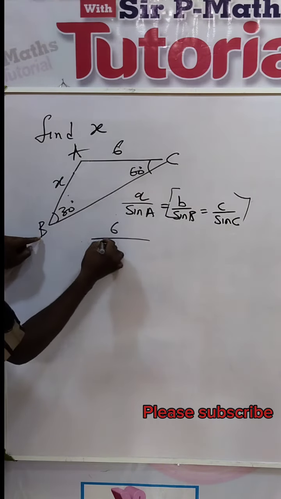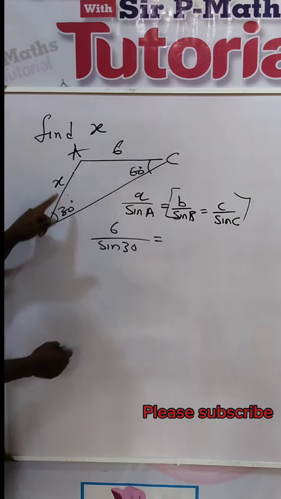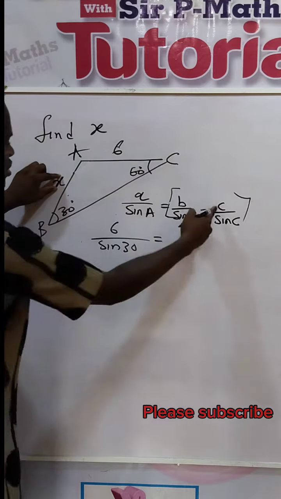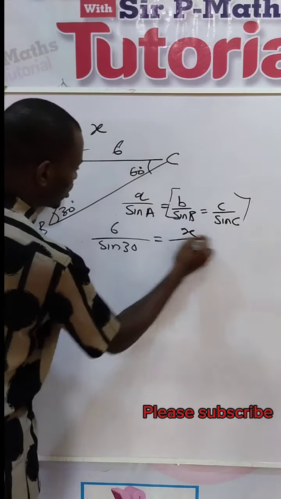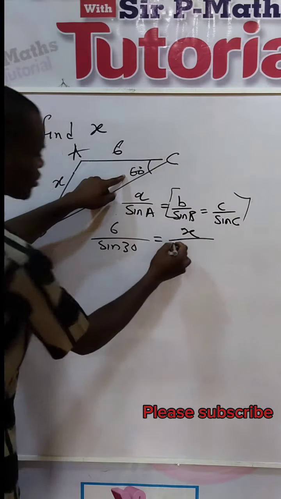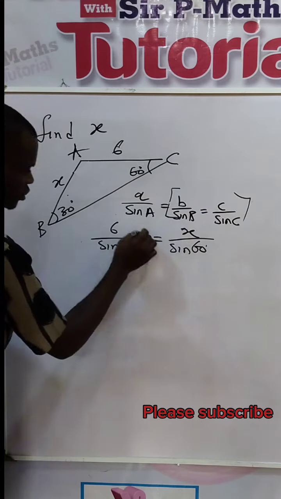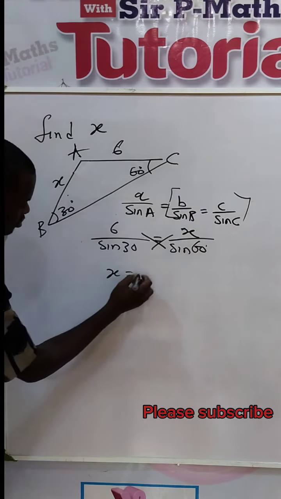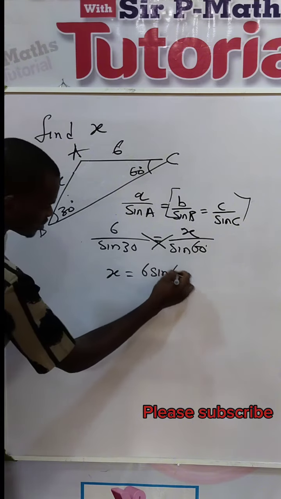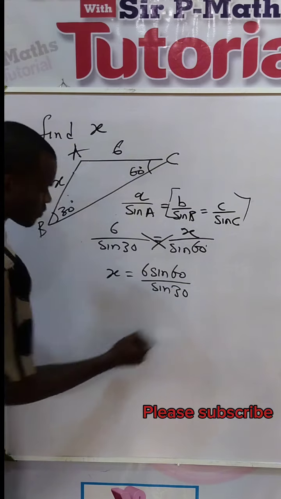I will have 6 over sine of the angle at B, which is 30. And then C is the length C, which is opposite of C. We don't have it, which is x. And then the angle is 60, so sine 60. So to simplify, we cross multiply. When we have cross multiplied, we are going to have x equal to 6 sine 60 over sine 30.